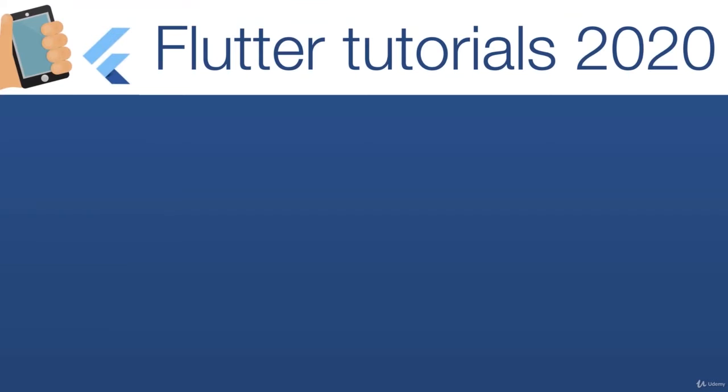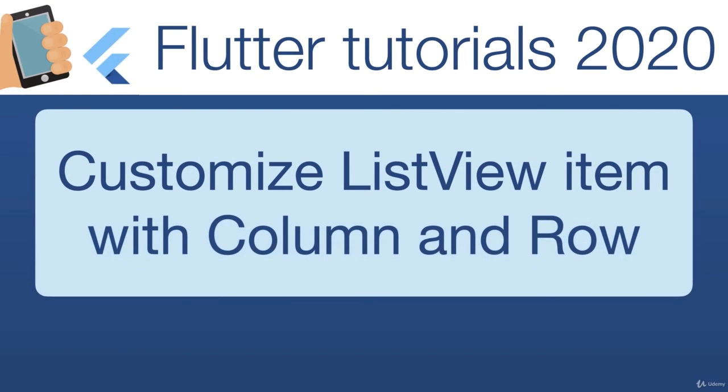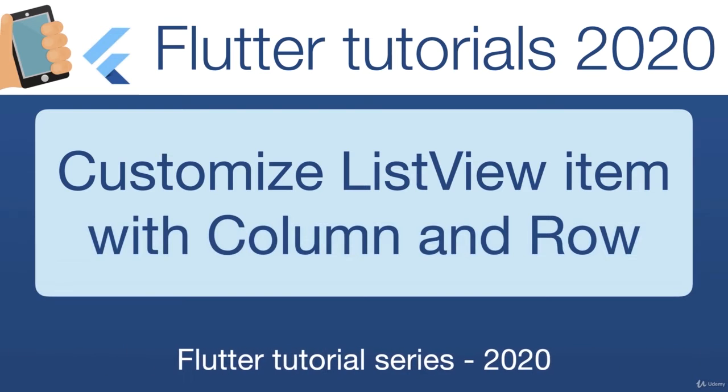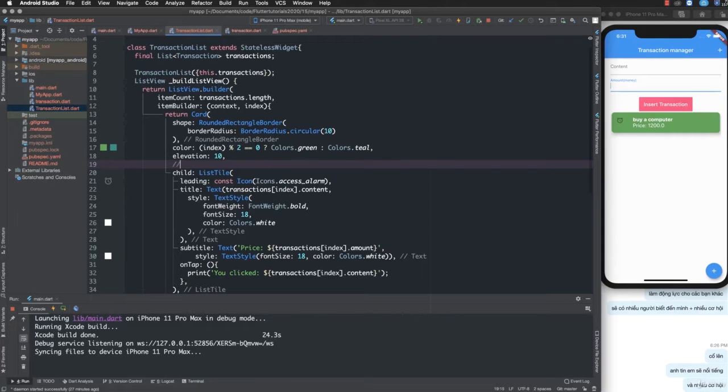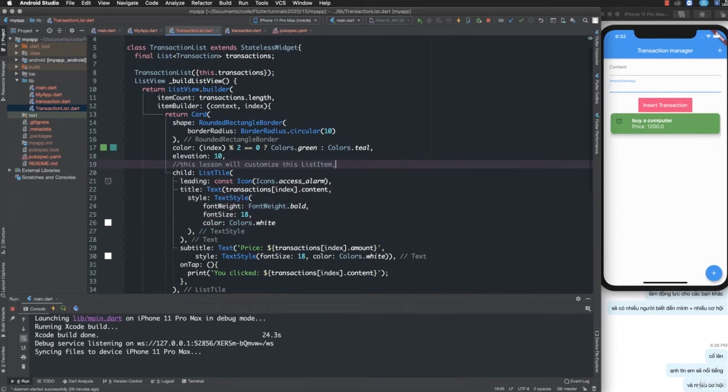Thank you. Hello everybody. Today I continue with how to customize the list view item with column and row. So in the previous lesson we used list tile, but sometimes list tile is not enough for you to customize your list item. And in this lesson we continue by customizing the list item using column and row.